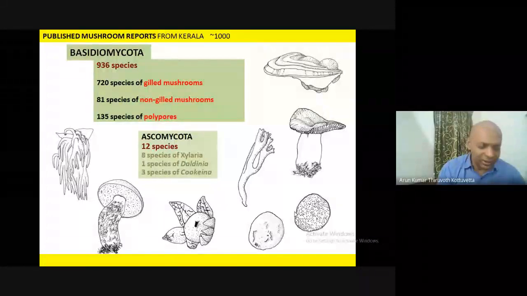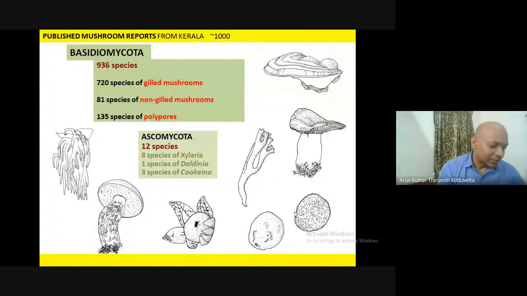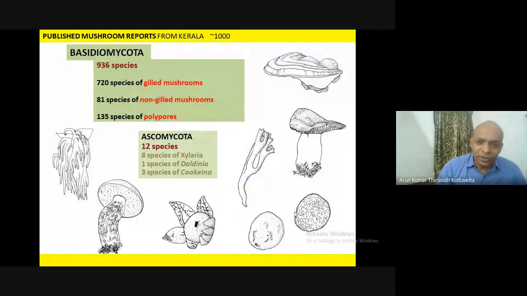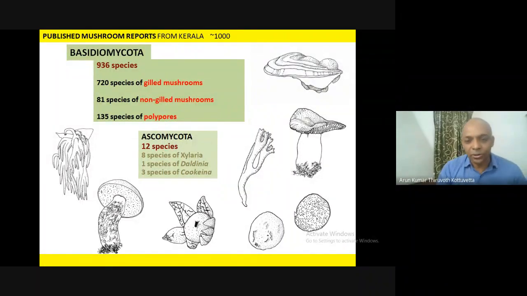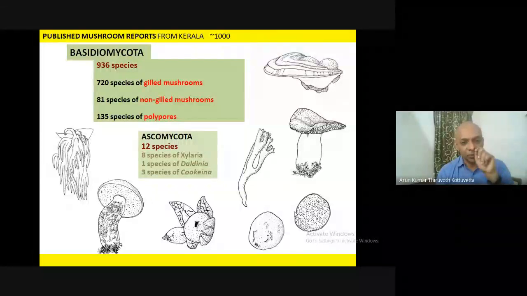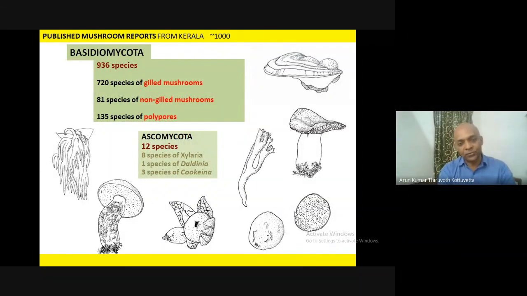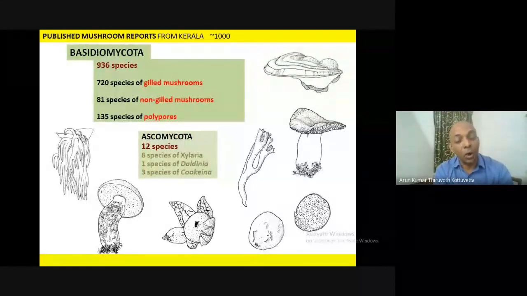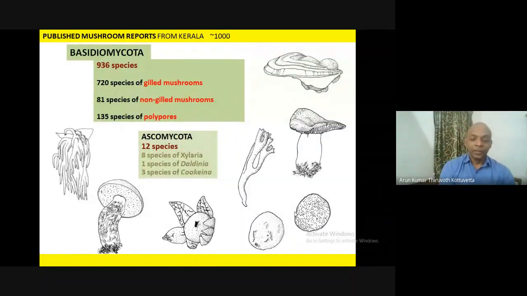because it is not that there are scant Ascomycota members, but it is because of the relatively very few studies that have been carried out on this group. So the large fruit body forming Ascomycota members have been relatively untouched in Kerala. So we only have 12 species, that is 8 species of Xylaria, then 1 Daldinia species, and 3 Cookeina. We have a lot more, of course.